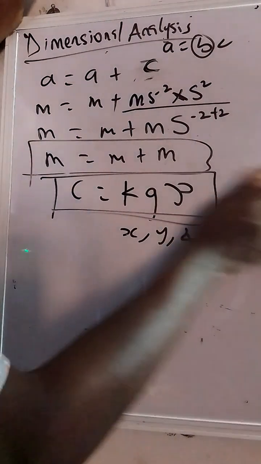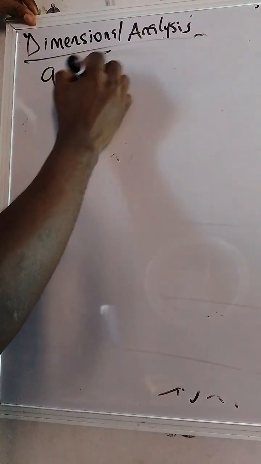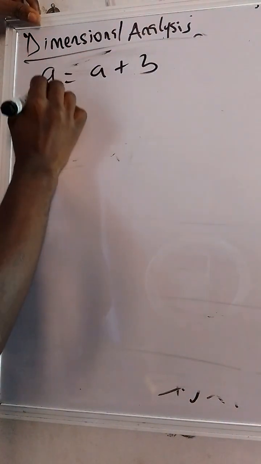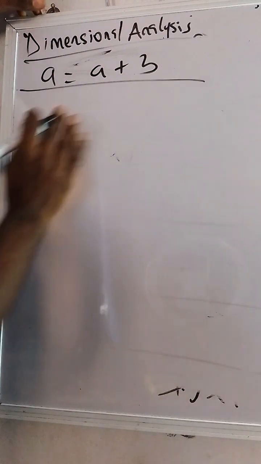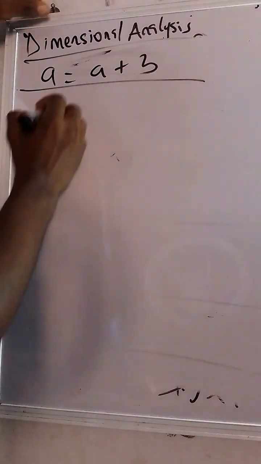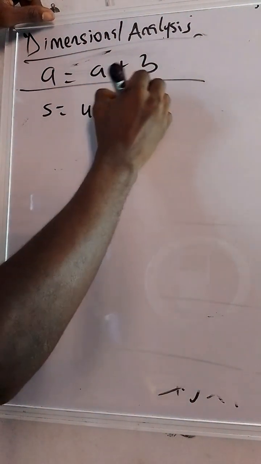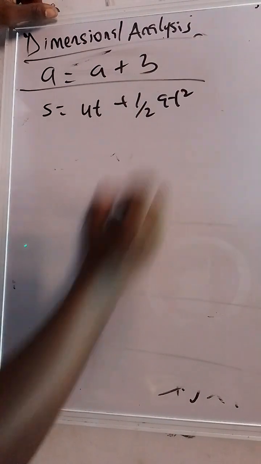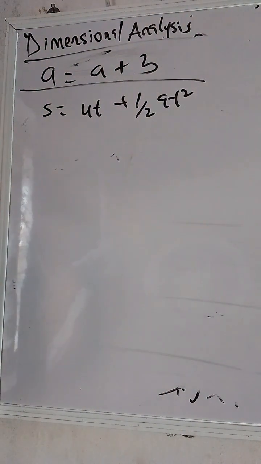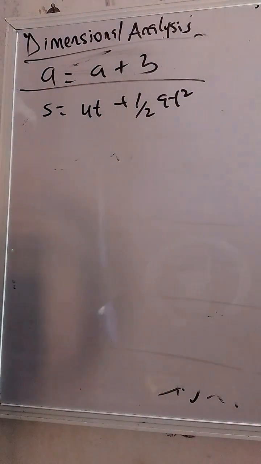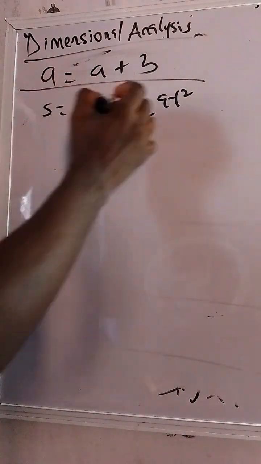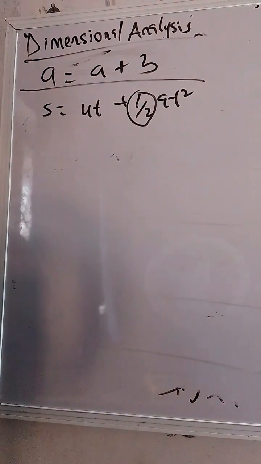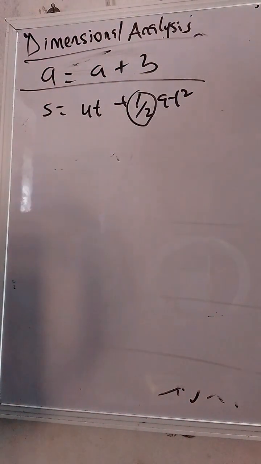So let's start from the first one. The second aspect is, if you guys remember, I told you that if you have A plus B, they will ask you to check whether the equation is correct. Now let's assume that we are given x is equal to ut plus half at squared. One thing that we don't do in dimensional analysis is that we don't consider a constant when we are solving.